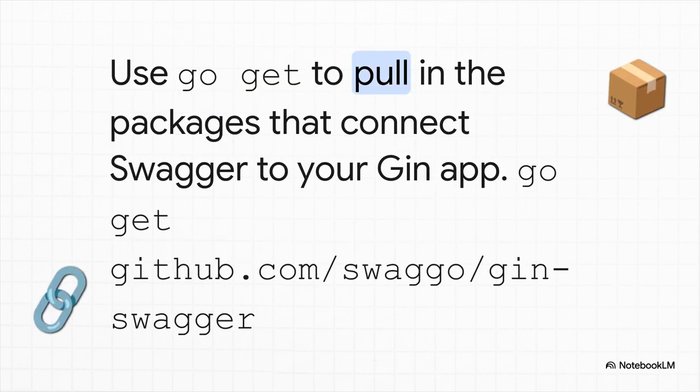Okay, next up, we need to install the glue that's going to connect Swagger to our Gin application. These 2 go get commands will pull in the packages we need. The first one, gin-swagger, that's the middleware that actually serves up the Swagger UI, and the files package contains all the static assets for that UI to work.